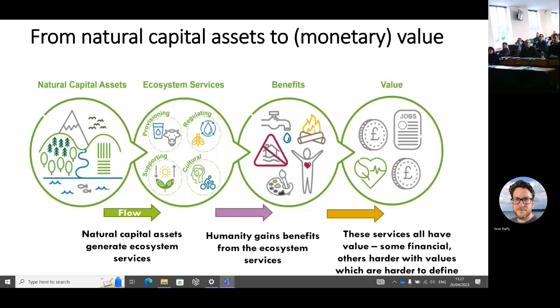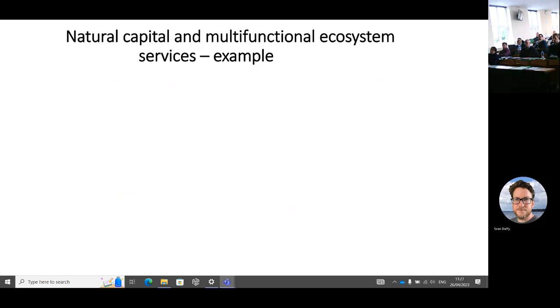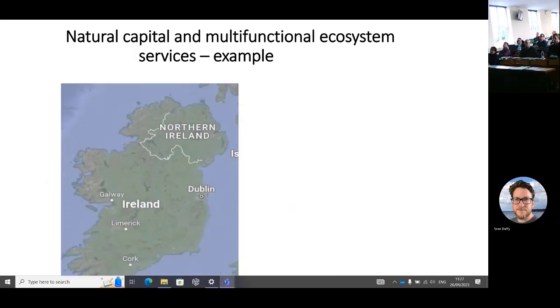These are information tools. And there's all the benefits that humans get. So we can get a healthy heart from going for a walk in nature, or we can get clean water. And then somewhere down the line, we tend to want to put a value on it. How much is that going to cost us to provide, or how much is that giving us in terms of finances back into our pockets? Just to give you an example.